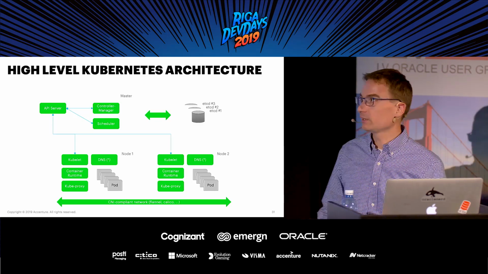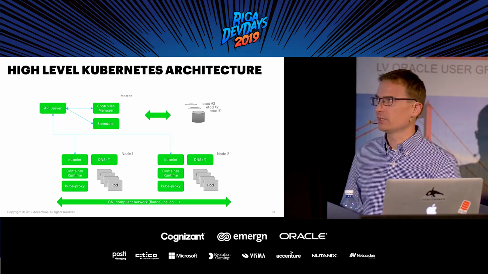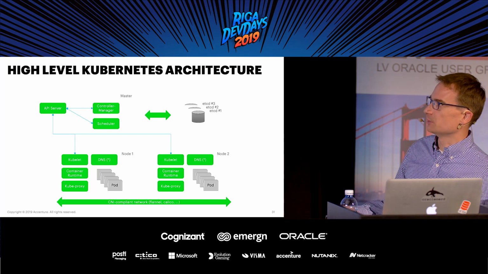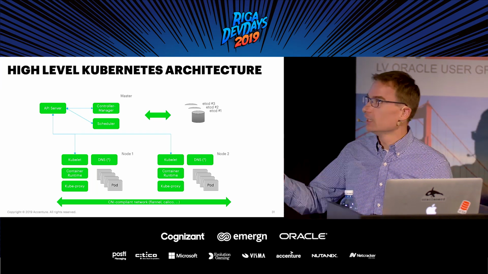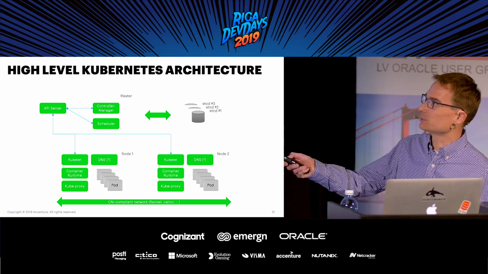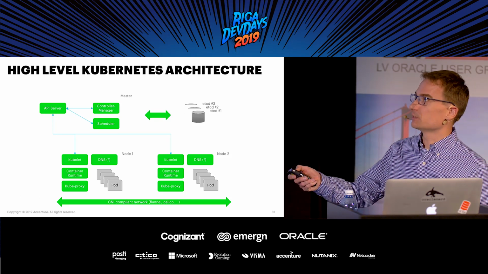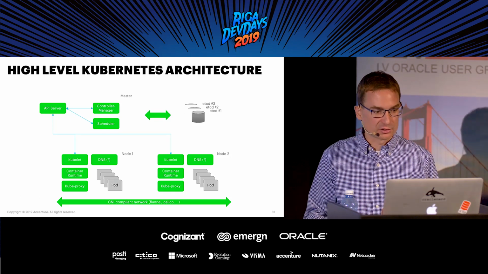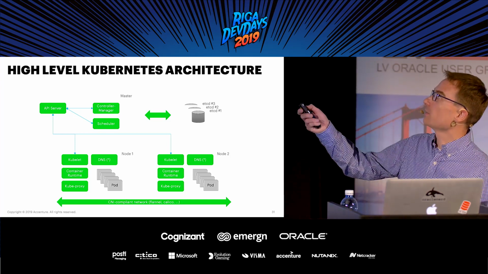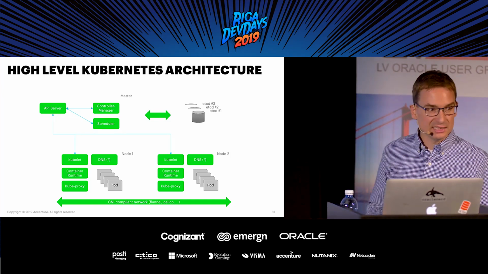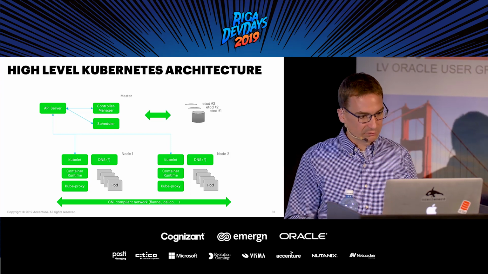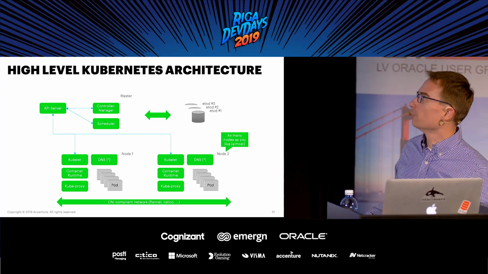So what does it look like? That doesn't really need to scare you. I hope you can actually see this. There should be a gray box around this master. There are components like the API server, the controller manager, and a scheduler. And then you've got this thing here called etcd, which is a key value store. This is where the state is kept.